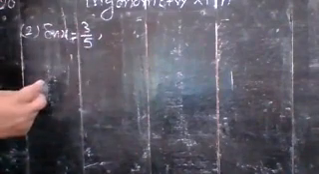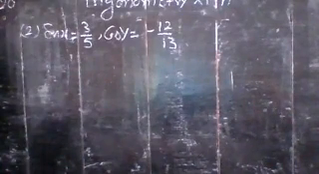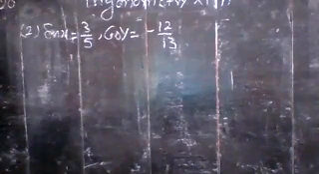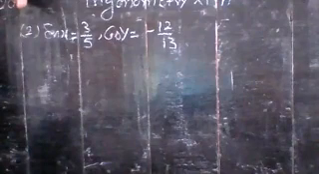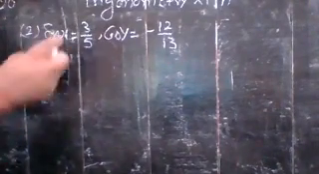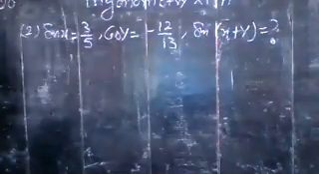Second. If sine x is equal to 3 upon 5, cos y is equal to minus 12 upon 13, and x, y both lie in the second quadrant, find the value of sine x plus y. Yes, you have to find the value of sine x plus y.